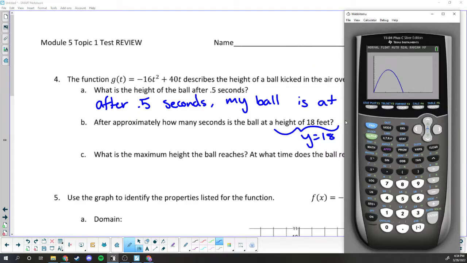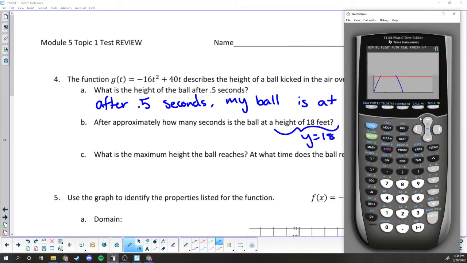Okay, so here's the best way. I basically need to figure out what part of my graph is at 18 feet in the air. So what I'm going to do is go back into y equals, scroll down a line, and type in just a straight across horizontal line at 18. I want y equals 18 to be on my graph. And check this out. Now I get that straight across line, and I can find exactly where they intersect, exactly where they cross.